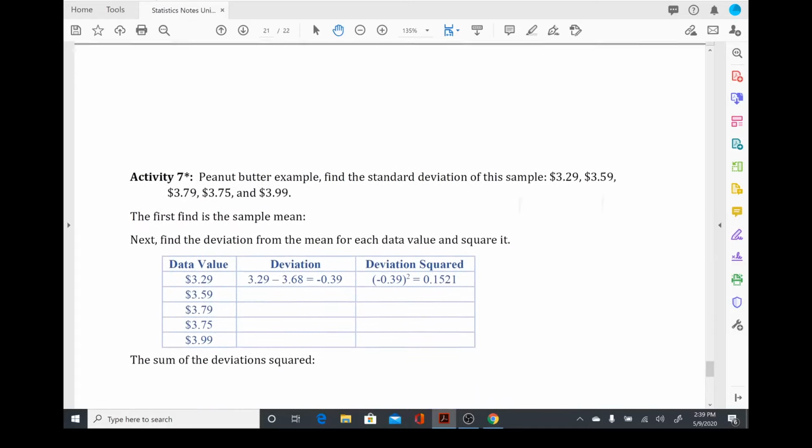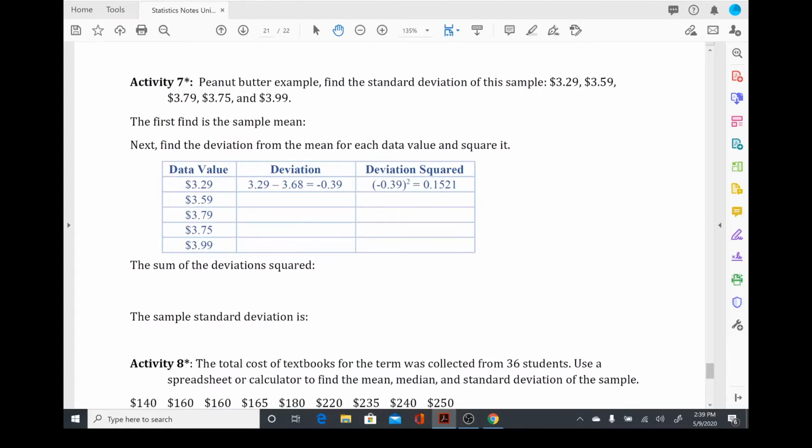I want you to practice that one more time. I want you to find the standard deviation for a set of values, and this happens to be a set of peanut butter prices. Find the deviation, which is just the difference between the mean and the data value. Square that number. You'll get that in this last column. Add them all up. Divide by n minus 1, and be careful with your n. You have 1, 2, 3, 4, 5 data values, so you'll divide by 4. And then take the square root. That is the process. I want to see if you can practice that process.